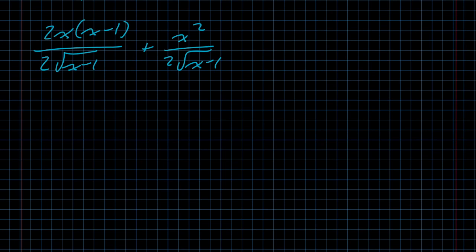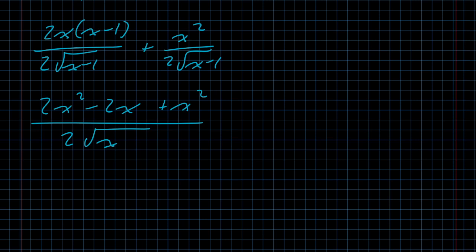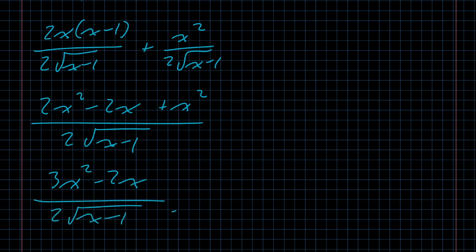I can distribute in the numerator 2x squared minus 2x, and then plus x squared from the second fraction, all over 2 times the square root of x minus 1. And combining some like terms gives me 3x squared minus 2x, all over 2 times the square root of x minus 1. Did that do anything useful? I have no idea.